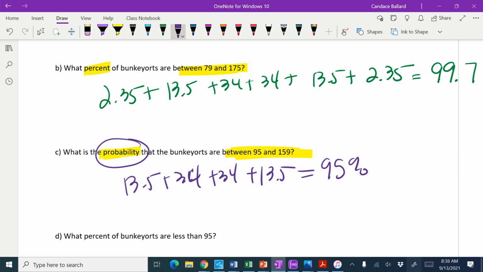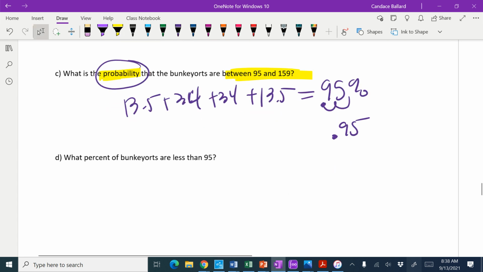What's this word say? Probability. What do I got to do? Move the decimal, so we should have gotten 0.95. Everybody okay? All right. We've got it in the last one here. What words are important? Percent, and I heard less than 95.